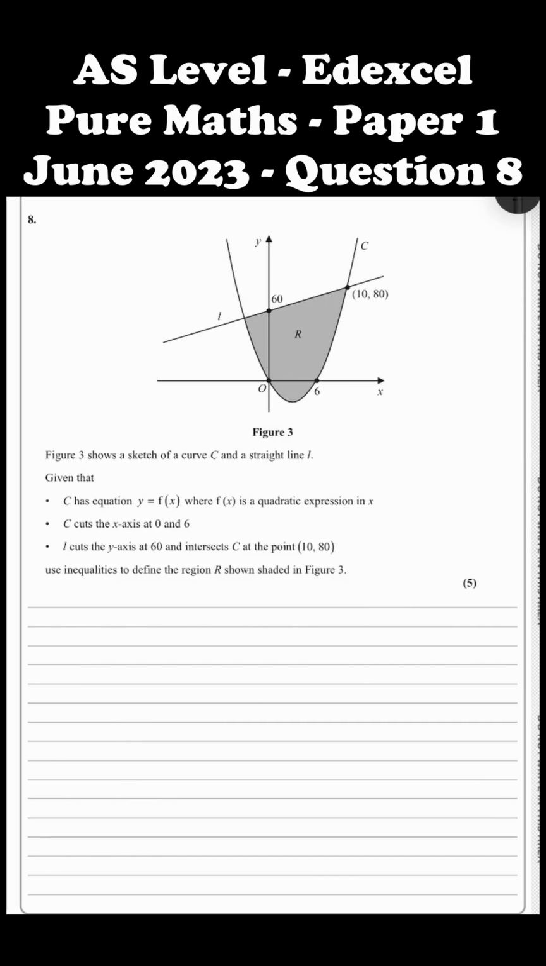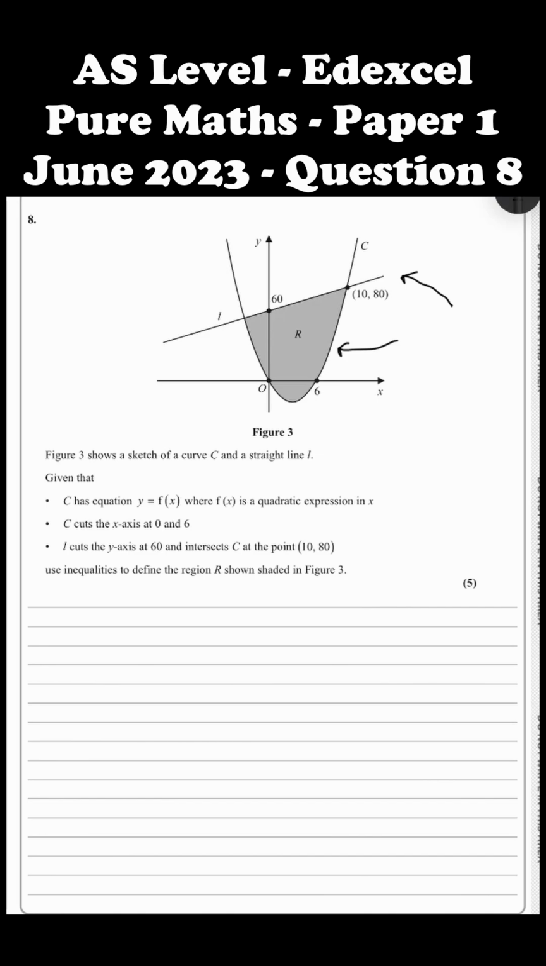Question number 8. Figure 3 shows a sketch of a curve C and a straight line L. Given that C has equation y equals f of x, where f of x is a quadratic expression in x, C cuts the x-axis at 0 and 6, L cuts the y-axis at 60 and intersects C at the point (10, 80), use inequalities to define the region R, shown shaded in figure 3. What we're going to need to do here is find the equation of this line L, and the equation of this curve C, and we're going to need to state all the values that fall in that region R using inequalities.